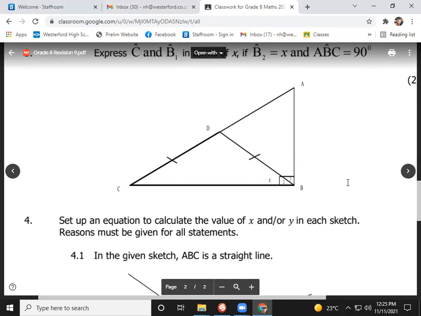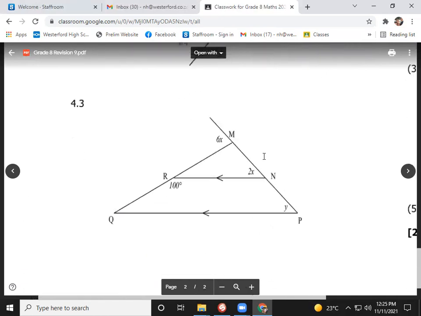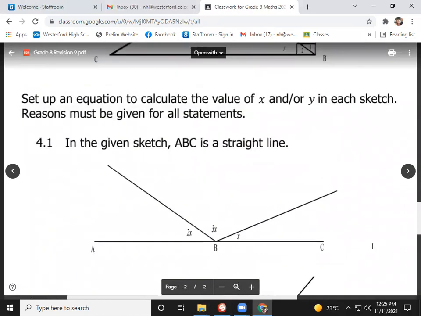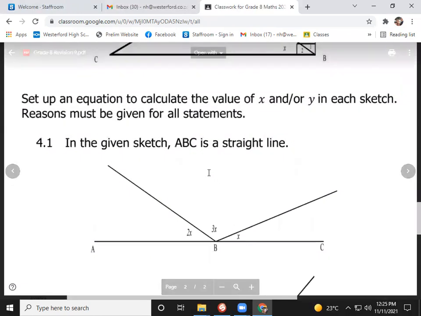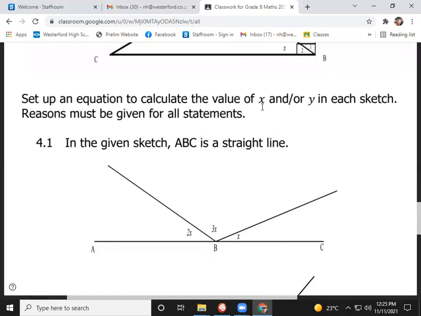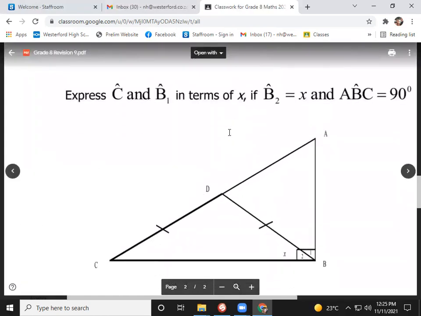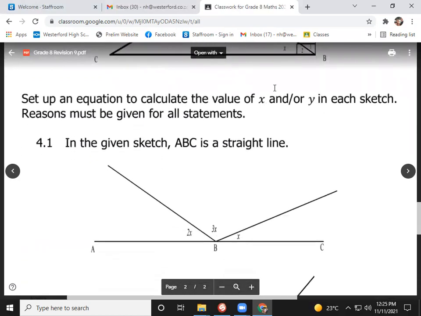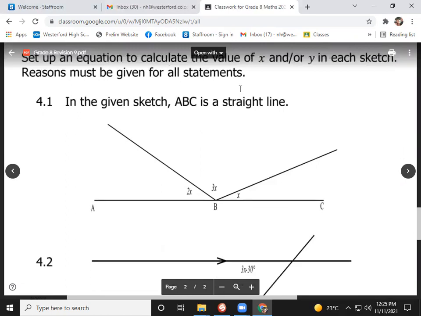Number 4. And we're just going to do these 3. Is it 3 of them? Yeah. And then I'm going to let you guys carry on with your own stuff again. All right, so they're saying set up an equation to calculate the value of x or y in each sketch. Now, guys, they want us to find what x is actually equal to, what y is actually equal to. We need to understand the difference between these two questions. They're saying express them in terms of x, so our answer has an x in it. Here they're saying calculate the value of x and or y. So now we need to actually find those values. Our answer can't now be like 180 minus x.